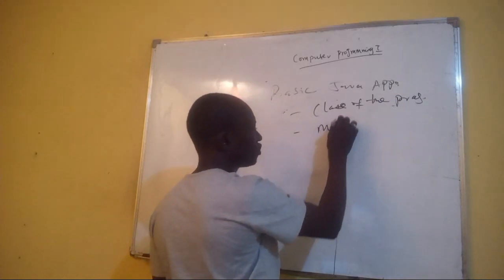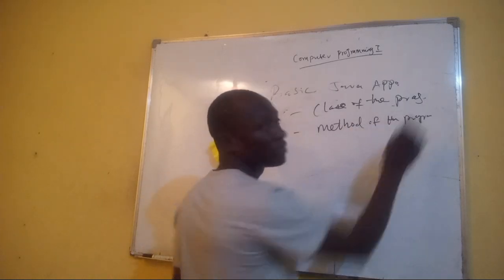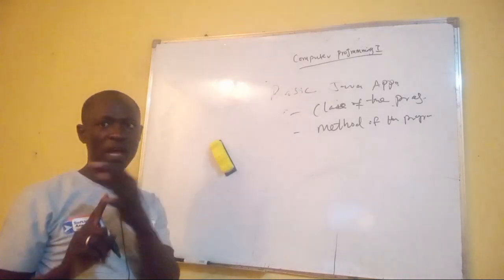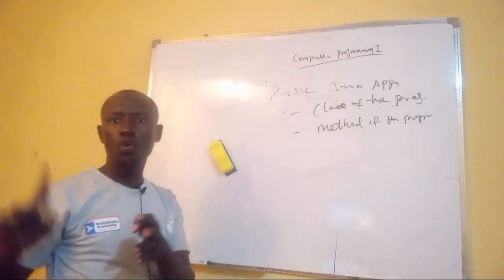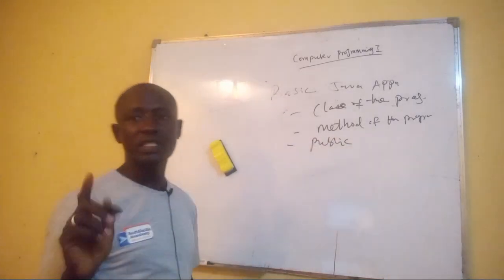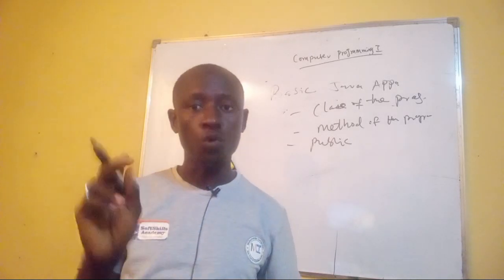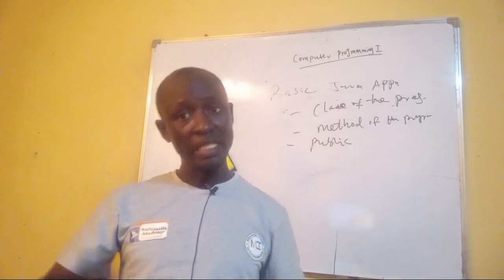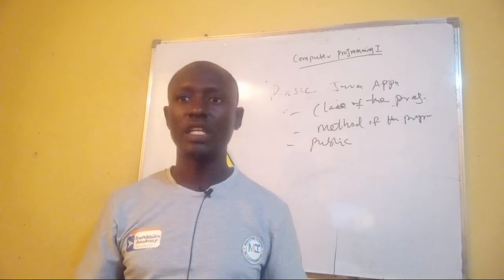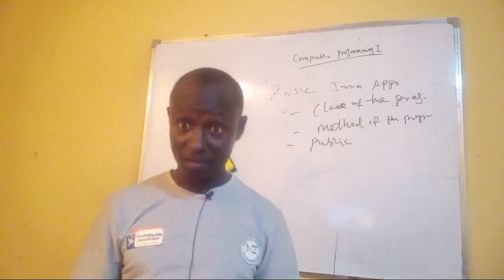Two, the method of the program. Then the third one, we have the class, we have the method, we also have the public. Here, the class is the name you are going to save your file with so that Java will be able to read. Java bytecode will be able to transmit it into a Java virtual machine. Are we together? So, every Java program needs this class. You cannot avoid it. Are we together?